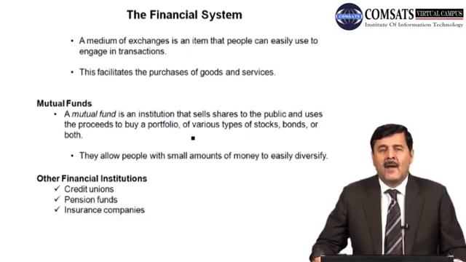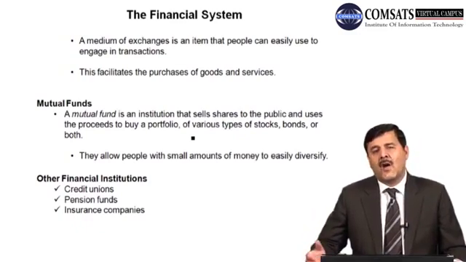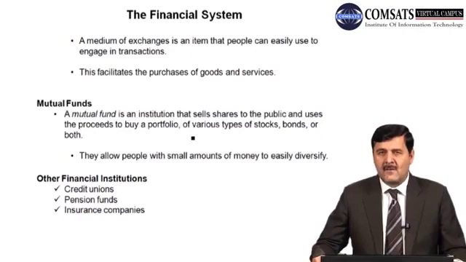One is the financial markets, the other is financial intermediaries. In financial markets we talked about two markets, the stock market and the bond market. And in financial intermediaries we talked about two institutions. One was the banks, the other is mutual funds. Right. So we have also talked about some other financial institutions like credit unions, pension funds, and insurance companies.